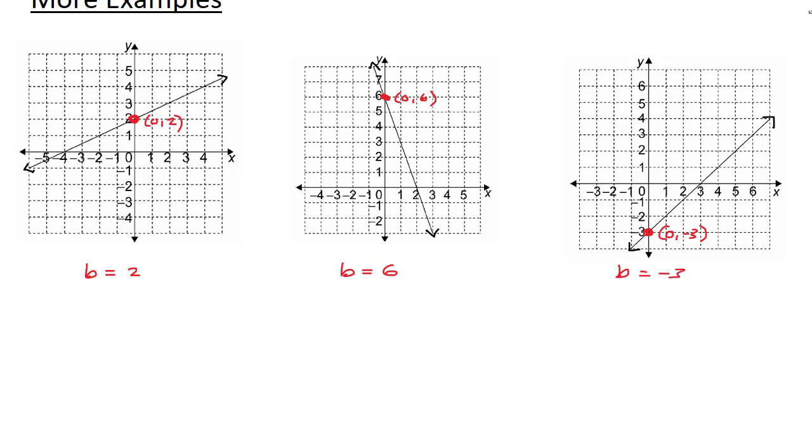So that's pretty easy, right? Just looking on the y-axis, where does the line cross it? And what is the y-coordinate? And that's what we're going to make b in our equation. So 2, 6, and -3.